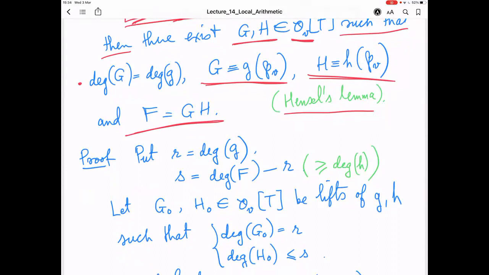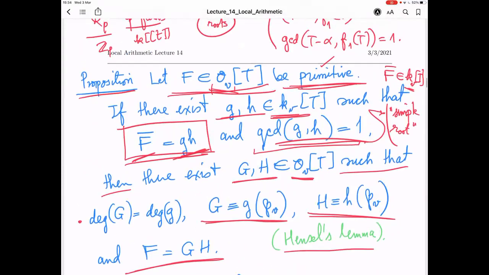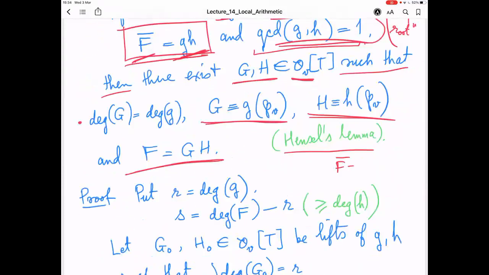So this is fantastic. If somehow you are able to factor f bar as g times h, then basically you are able to factor f as capital G times capital H with G and H having some additional properties, with G reducing to little g and H reducing to little h, and the degree of capital G being the same as the degree of little g. This is kind of magic, right?